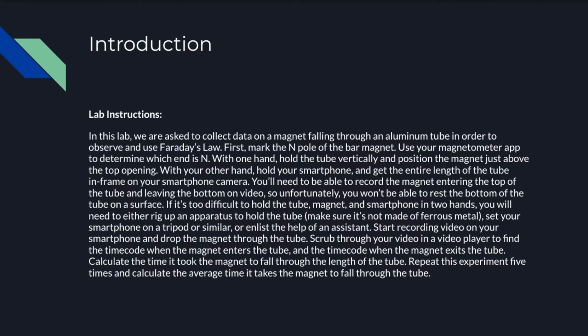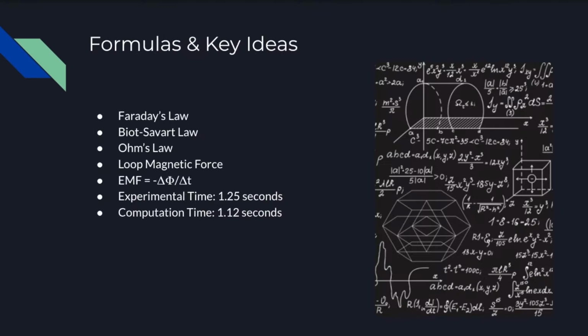We're first going to mark the north pole of the bar magnet. We're going to use an app to drop the magnet through the tube and observe how long it takes to get to the end. We're going to be able to calculate the time it took for the magnet to fall through the length of the tube with a recording, and then we're going to repeat the experiment 5 times and calculate the average just to get a summary of the results. Just to note, the tube is not made of ferrous metal.